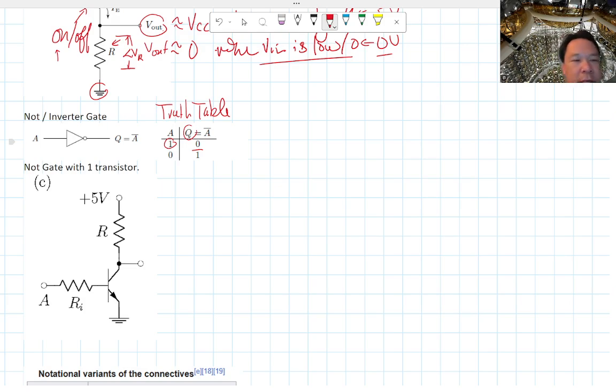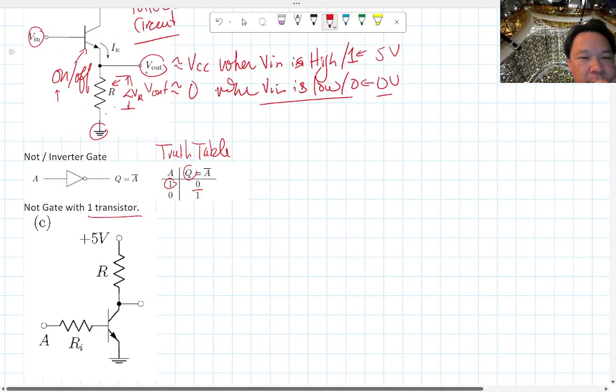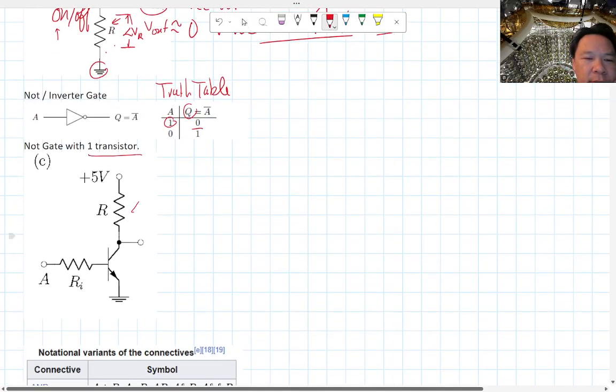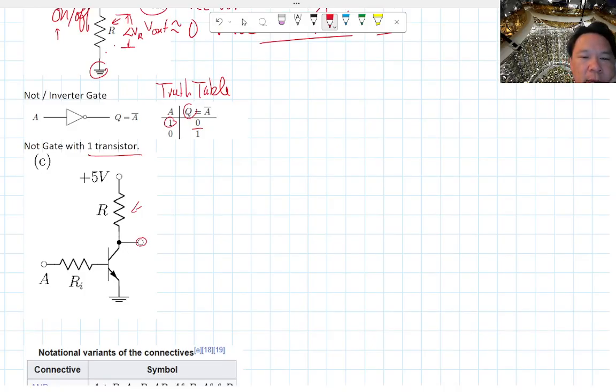Okay, and once again, this is made by just a single transistor. But instead of having the resistor and the output at the emitter part of the transistor, you put it at the collector, because this will get an opposite. So this is known as the inverting amplifier.